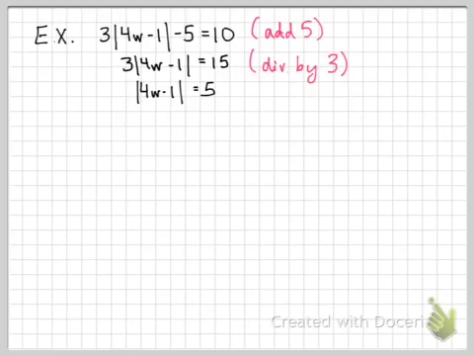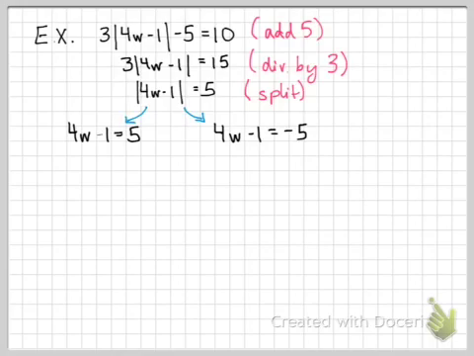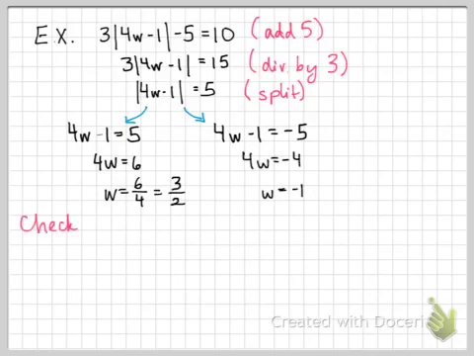Now, after I have divided by 3, I'm left with an absolute value expression on one side and a number expression on the other side. This is exactly where I want to be when I go to split this into two equations. So I'm going to say that 4w minus 1 equals 5, or 4w minus 1 equals negative 5. Working on the left, 4w equals 6, or w equals 6/4, which is 3/2. And working on the right, 4w equals negative 4, or w equals negative 1.